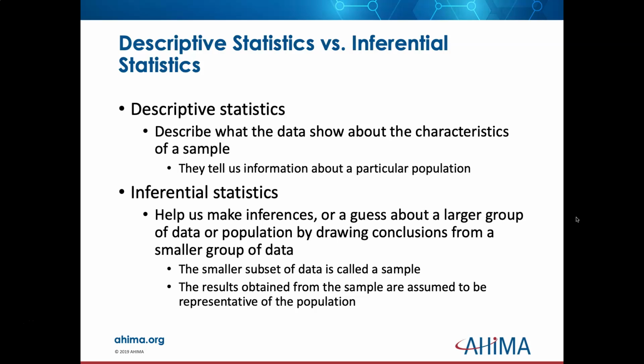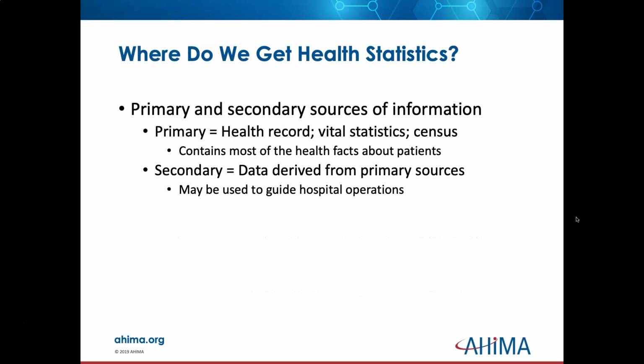You need to know those definitions. Where do we get this health statistic information? Well, we get it from primary and secondary data sources. Do you remember this? We studied about these. Primary is the health record. It is the source, the ultimate source. It's vital statistics, census, health record. It is facts about patients.